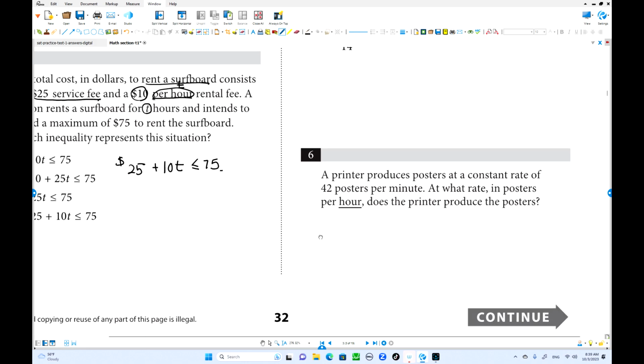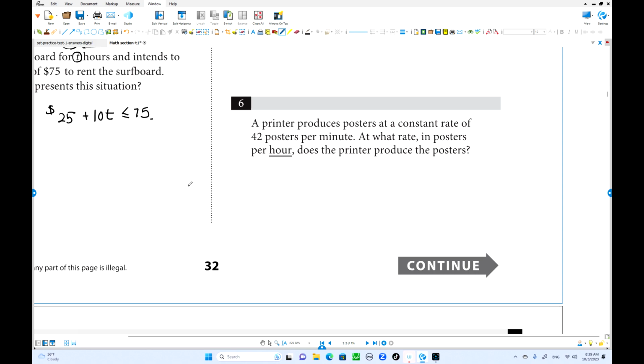Okay, that's the probability. The number 6, a printer produces posters at a constant rate per minute. This is the unit rate. 42 posters per minute. If you got a unit rate or unit price, when you go to a marketplace, this is the unit. So 1 hour is just 60 minutes. That's it. So how much? 25 20 posters.